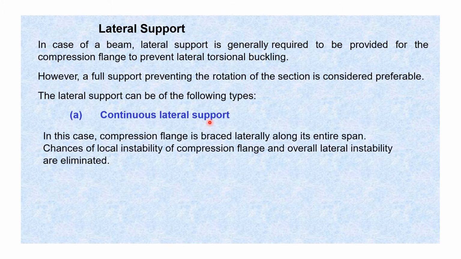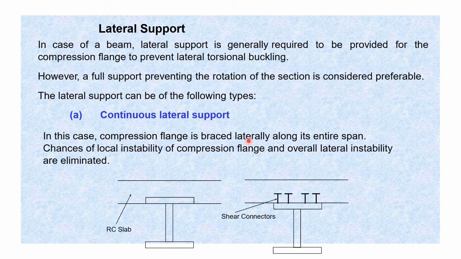First, continuous lateral support, that I have shown. That is a continuous lateral support in the flange. In this case, the compression flange is braced laterally along its entire span. Chances of local instability of the compression flange and the overall lateral instability are eliminated. Means there is no chance of lateral torsional buckling or instability. So that will be very good when we provide continuous lateral support. Here is an example.